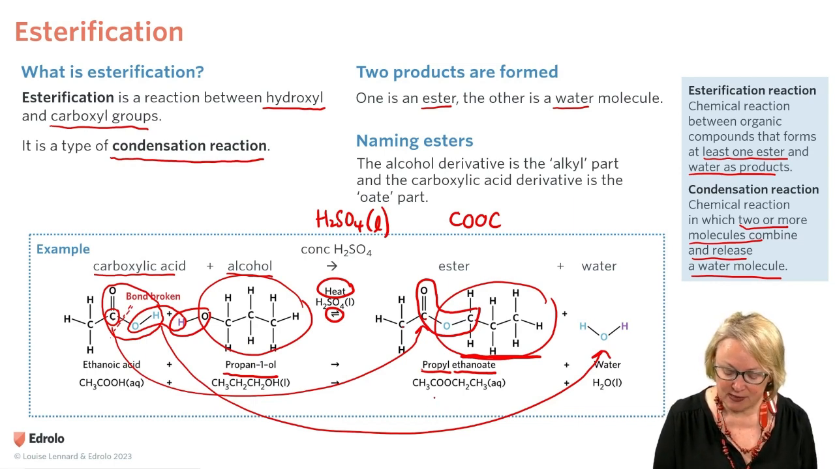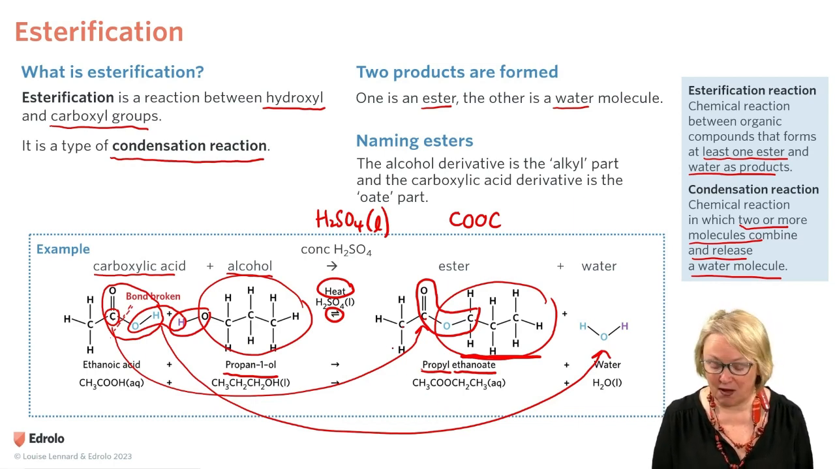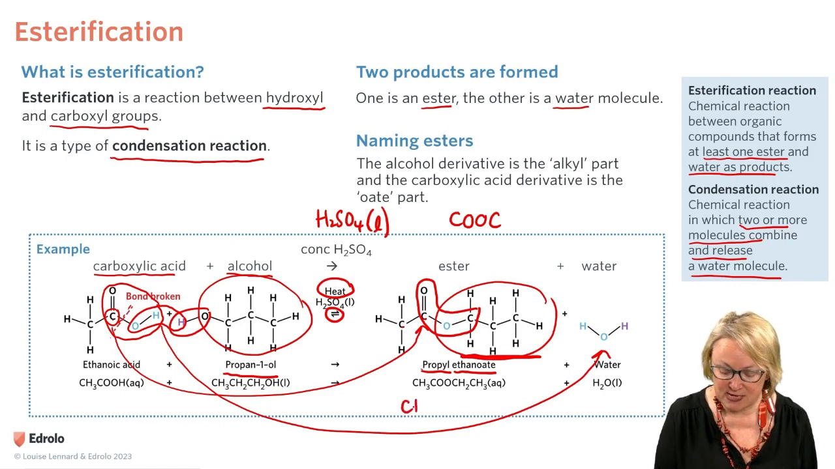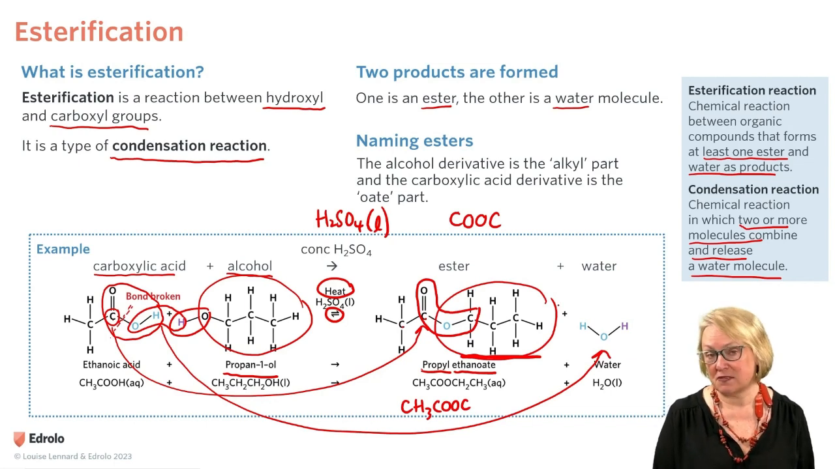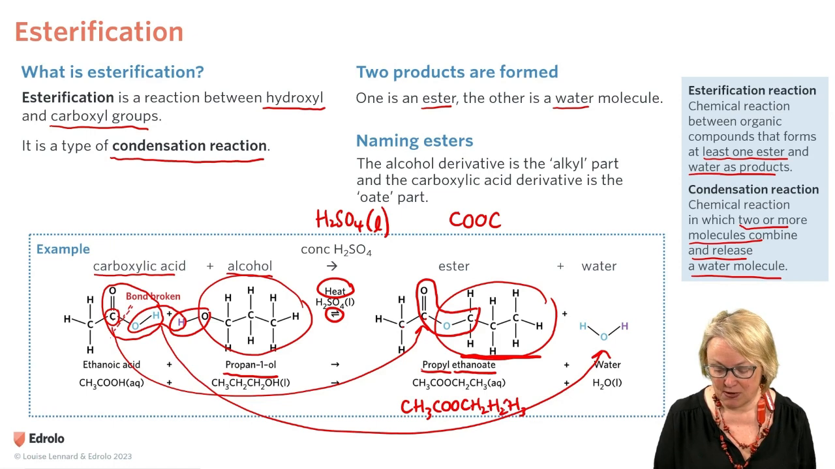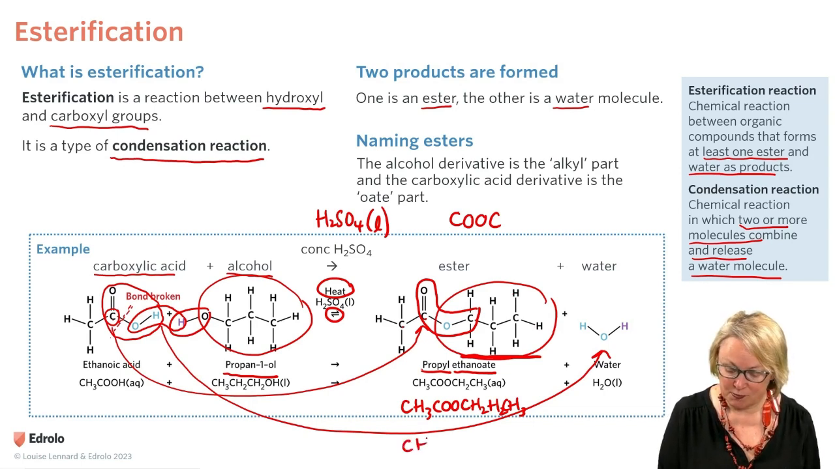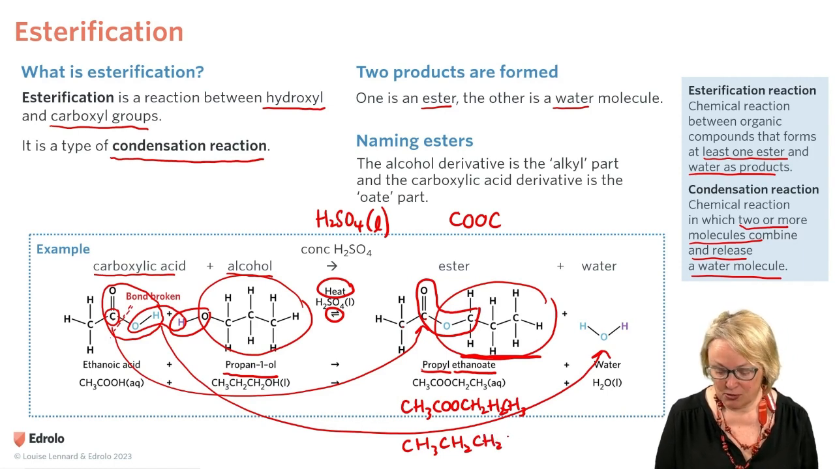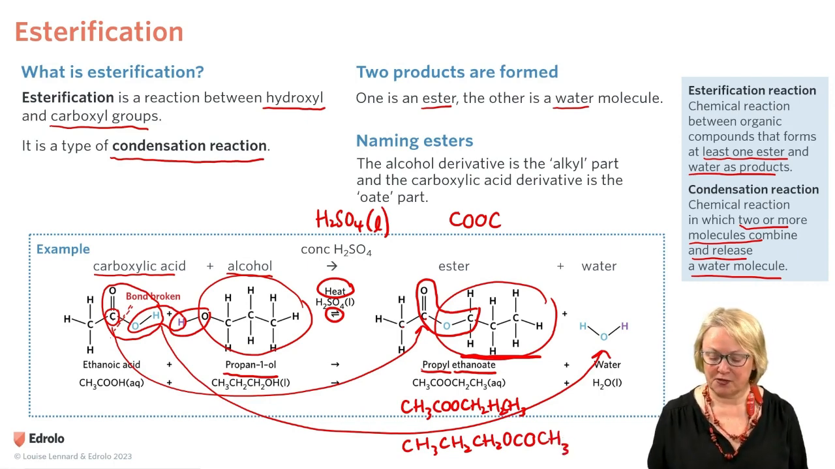We can write it in two ways. We can write it from left to right the way it's drawn as CH3COOCH2CH2CH3. Or we can write the semi-structural formula from the opposite direction, which would be CH3CH2CH2OCOCH3. So we can write it in either of those ways.